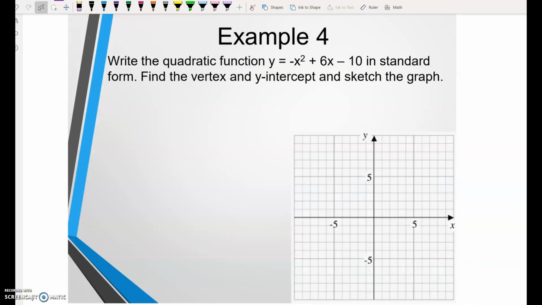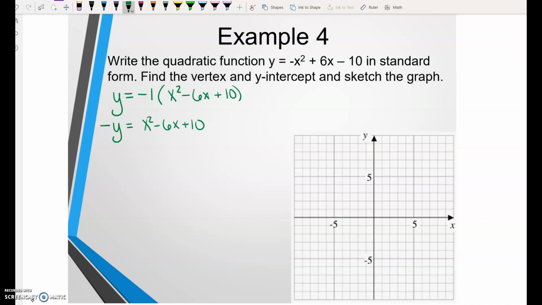For example 4, there's something a little bit concerning. There's a negative in front of the x squared, so we have to be careful what we do with that negative. So we've got y equals negative 1 times x squared minus 6x plus 10. What I'm actually going to do is multiply both sides by negative 1 just to get it away from that right side completely. You can either divide both sides by negative 1 or whatever you want to do, but we're going to end up with negative y equals positive x squared minus 6x plus 10.